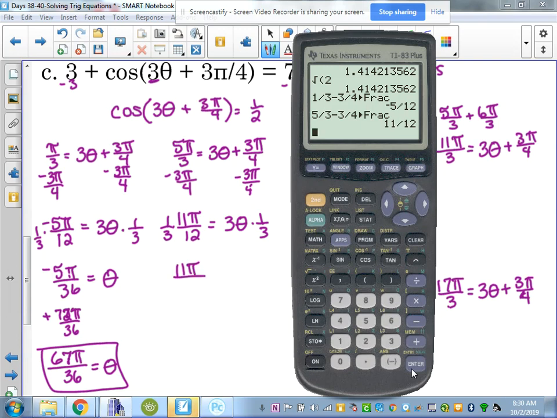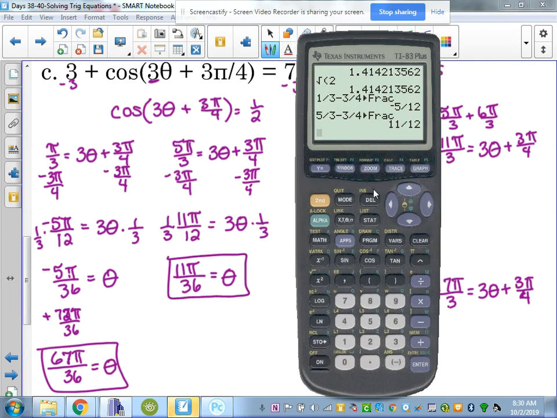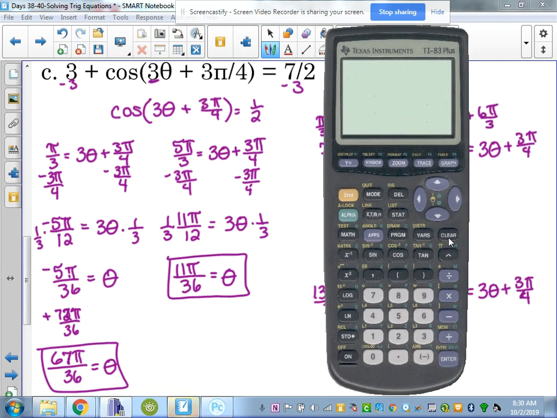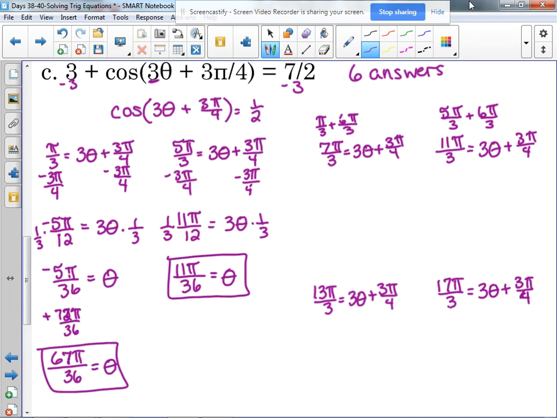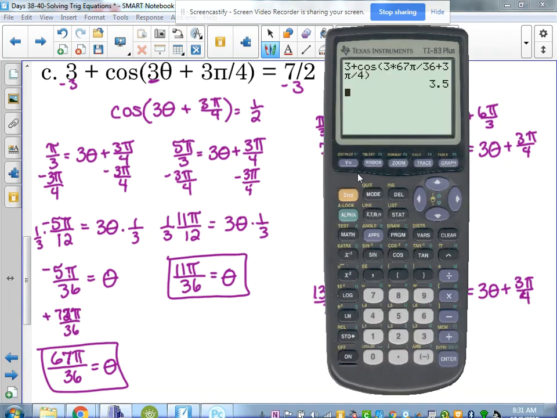So 11 pi over 36 is our second answer. Now, something you may want to do before you solve the other 4, you might want to go ahead and check one of these answers just to be on the safe side. I would encourage that. So 67 pi over 36. I don't know about you, but I'm a little suspicious about that answer. It looks a little weird. I'm going to check that one. 7 over 2 is equal to 3.5. So check one of them. Pretty confident in it, so I'm going to go ahead and finish out the other 4.